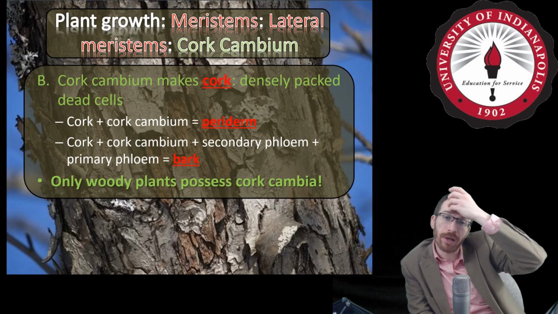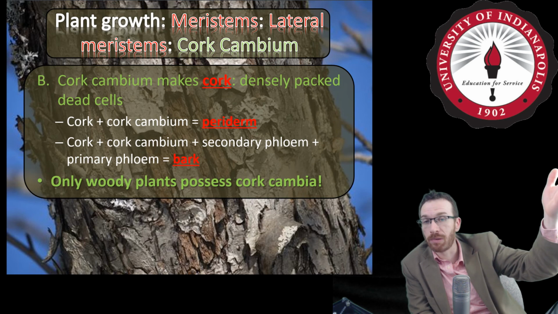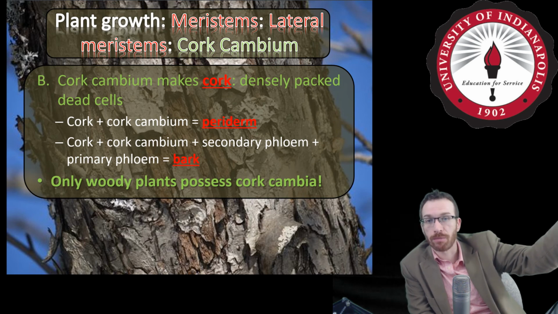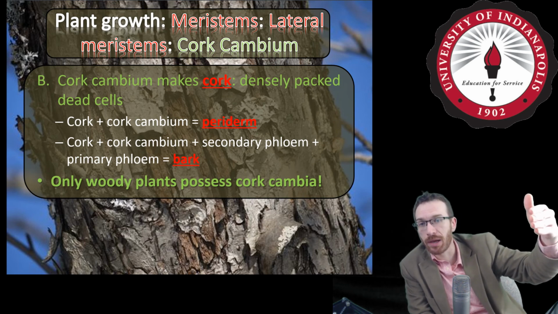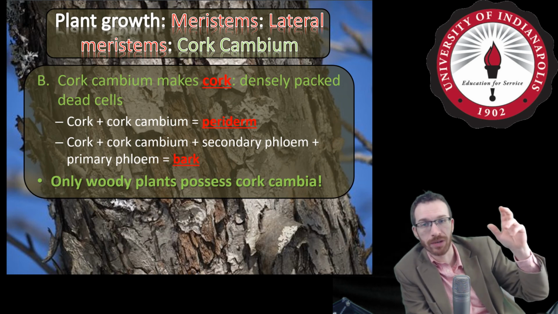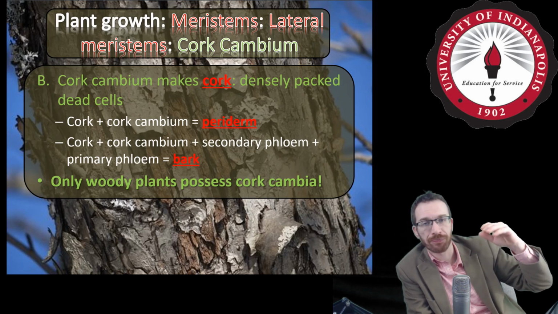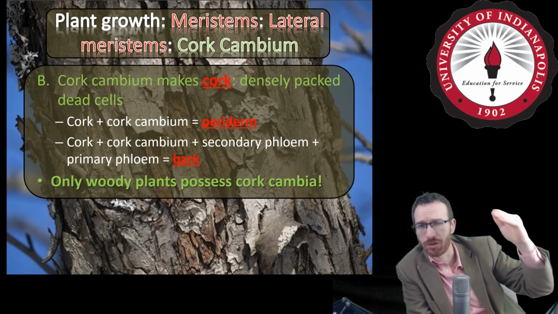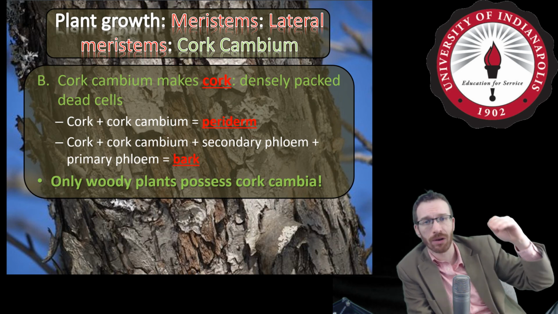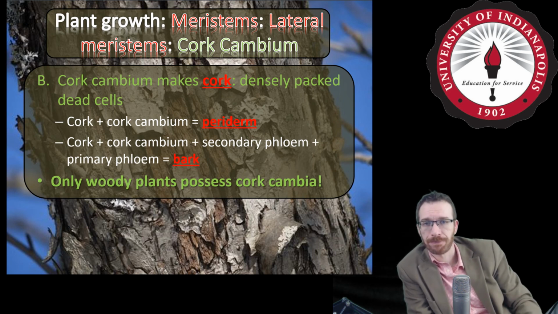So only woody plants have a cork cambium, and therefore only woody plants produce cork, and therefore only woody plants have bark. A tulip or a daffodil or an orchid, they're herbaceous, so they don't have a cork cambium, they don't have cork, they don't have bark, they don't have a periderm.